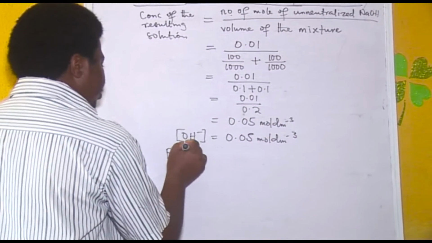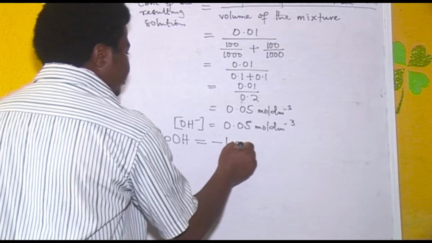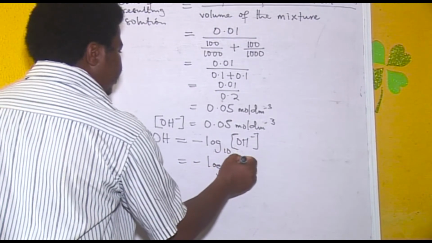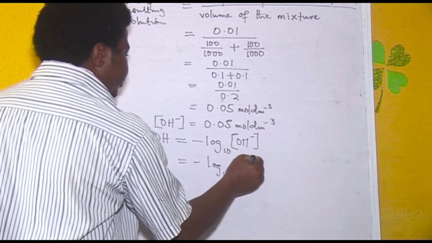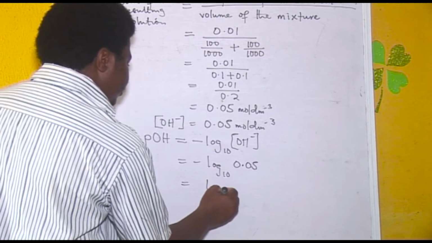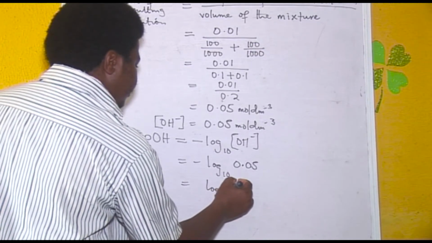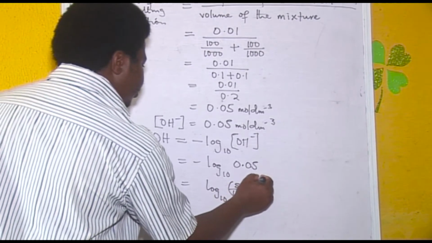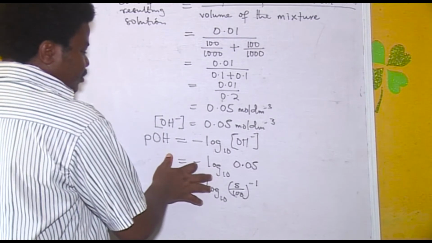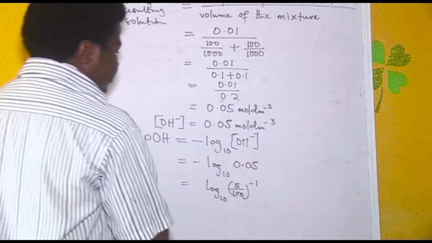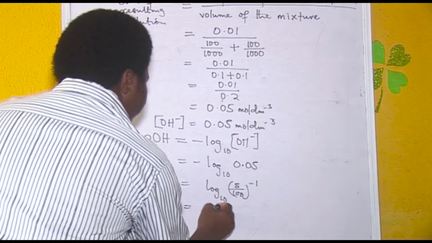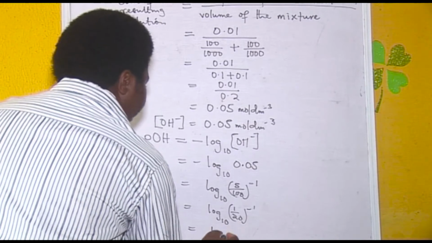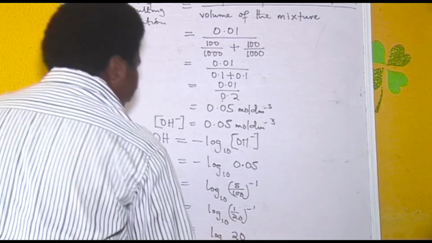So we can say the pOH of NaOH is minus logarithm to base 10 of the hydroxyl ion concentration. So that will be minus logarithm to base 10 of 0.05. That will be logarithm to base 10 of 1 over 0.05. I can write 0.05 as 5 over 100, raised to power minus 1. In logarithm, if we have this condition, we can move whatever we have here and place it on the number here. So this 5 over 100 is 1 over 20 raised to power minus 1. So if I take the reciprocal, I have log to base 10 of 20.